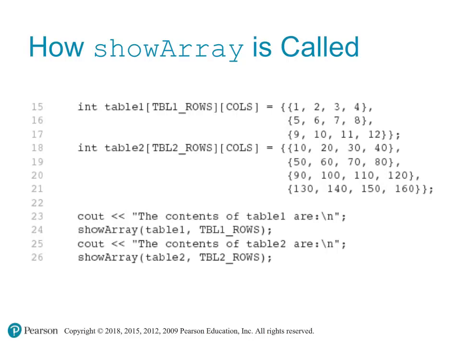The function can be applied to different arrays by changing the row count passed as the second argument. We prefix the call to showArray with an explanation of what is being displayed. For example, "The contents of Table 1 are" followed by a new line. And the constants TBL1_ROWS, TBL2_ROWS, and COLS make it easy to change the dimensions of the arrays, and the function will still work correctly.